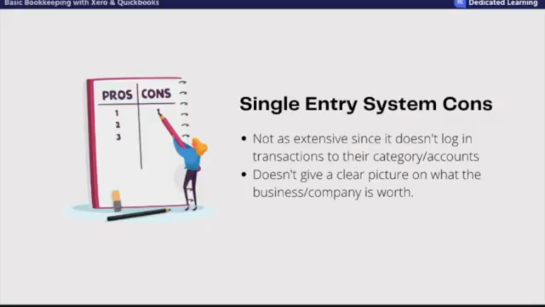It's very much day to day: what income came in, what expenses came out. It doesn't take into account future costs like your liabilities, or everything else that the business owns, like your assets. So this system doesn't really give the clearest picture of your business's financial standing, what it's worth, and the future that it's going into.